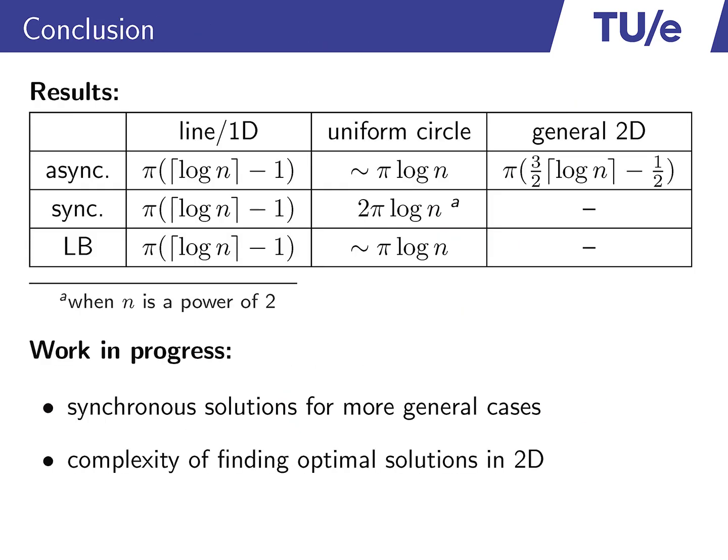To recap, we have found optimal schedules for the 1D case and schedules which give a constant factor approximation when the agents lie uniformly on a circle. We are currently working on synchronous schedules that apply to the general case and are investigating the computational complexity of that case.